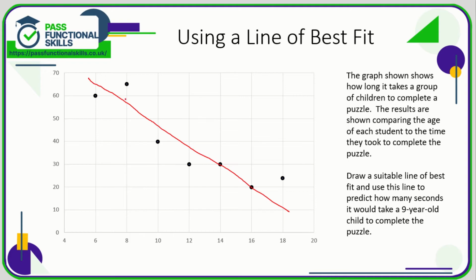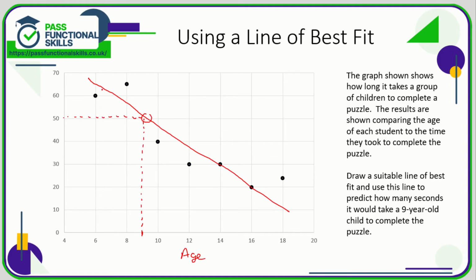So we're going to use this line of best fit to make a prediction for how long it takes a 9-year-old child to complete the puzzle. So I'm assuming that across the bottom it's not been labelled, but this is our age. So all we're going to do is find 9 years, which is halfway between 8 and 10. And we are just going to go up to the line here and take a reading over to the left.